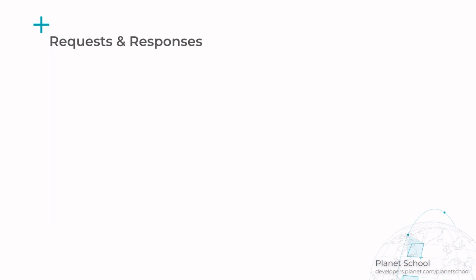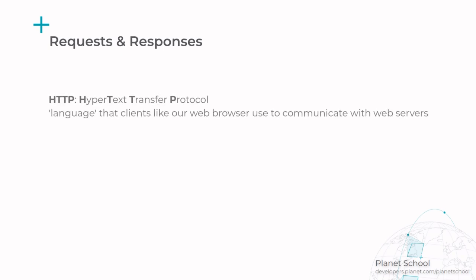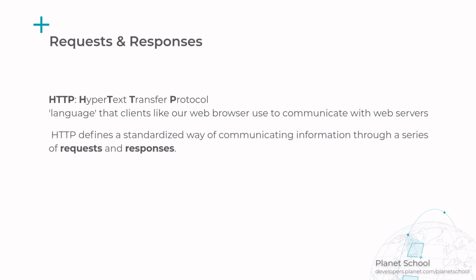Now I want to talk a little bit about requests and responses. When we communicate over the web, HTTP, or Hypertext Transfer Protocol, is the language that clients like our web browser use to communicate with web servers. HTTP defines a standardized way of communicating information through a series of requests and responses. A client can make a request using HTTP to a server, and then that server in return can send a response back to the client.